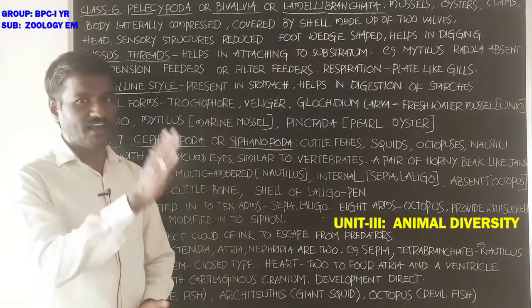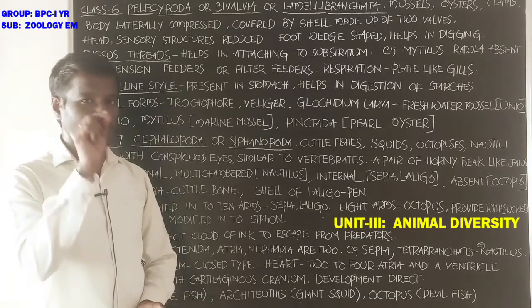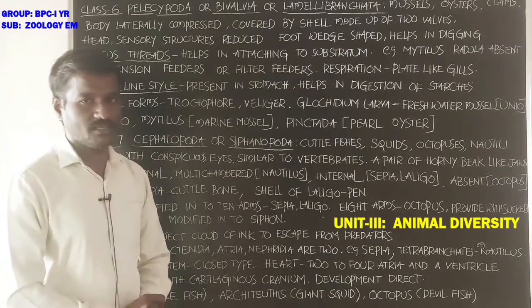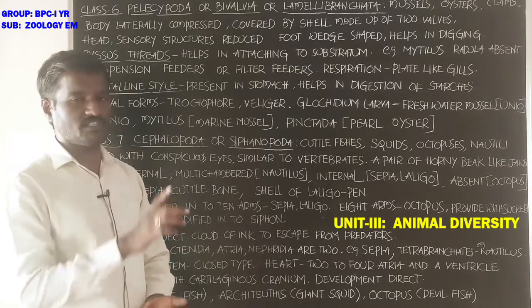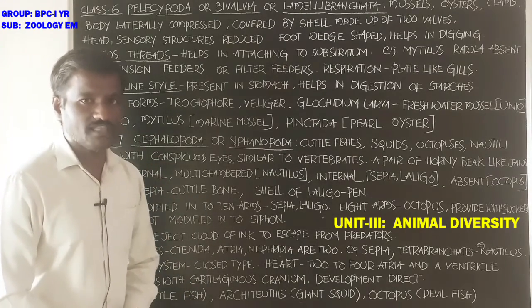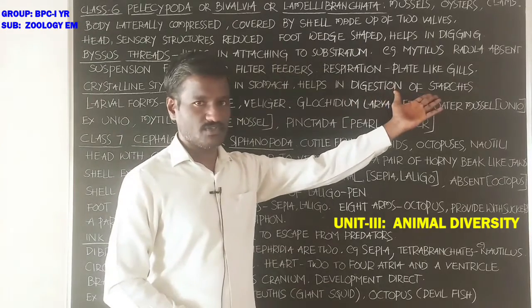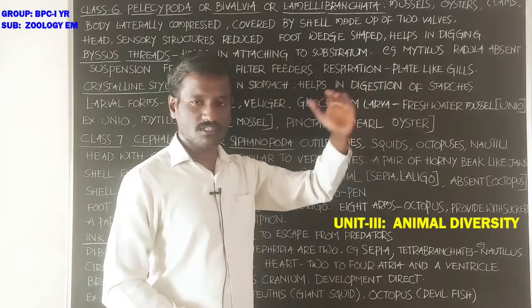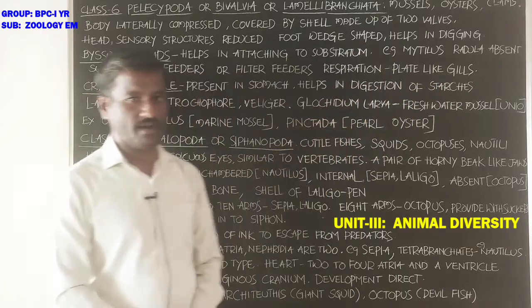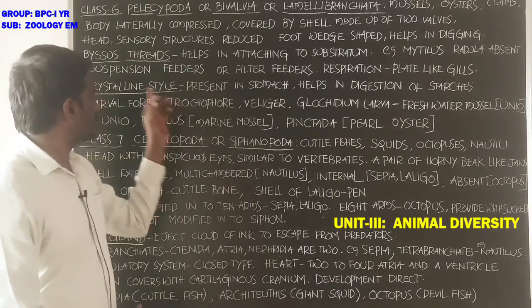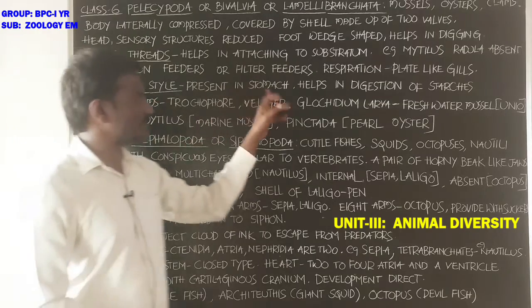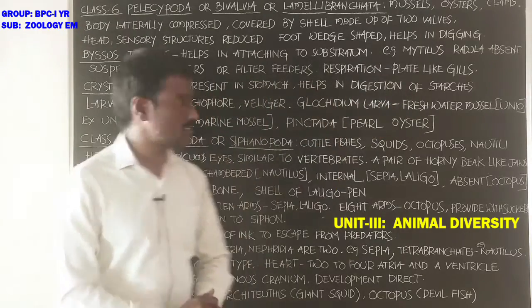Next, another feature, crystalline style is also present. A style-like structure present in the midgut, in the stomach of these animals, helps in digestion of the food particles, digestion of the starches. Starches are one type of the carbohydrates.